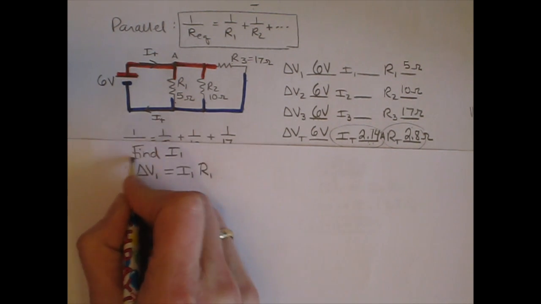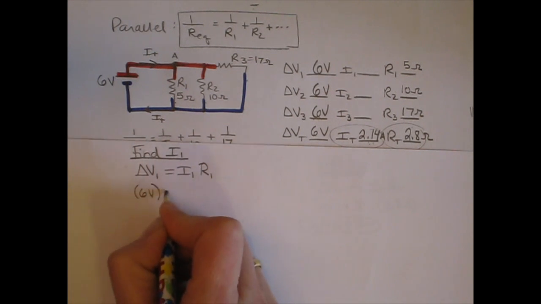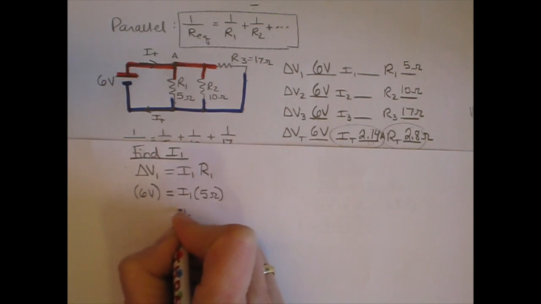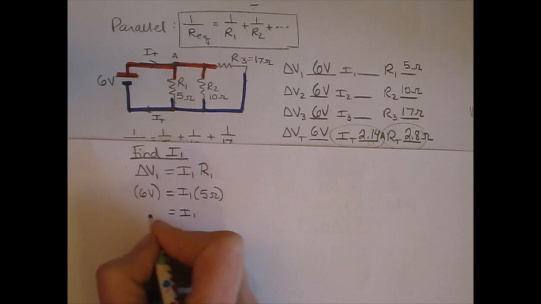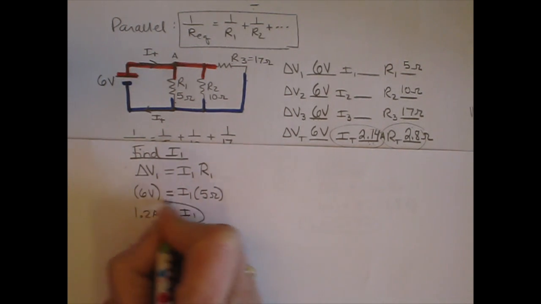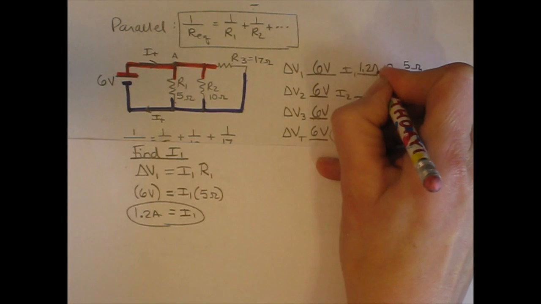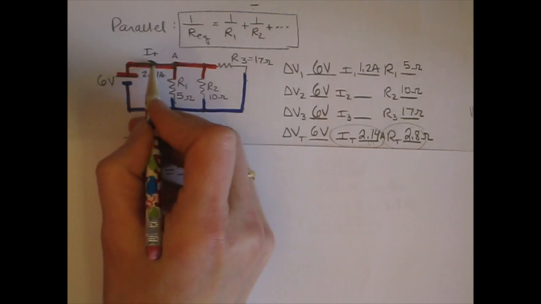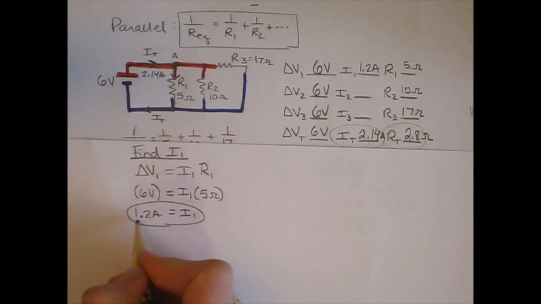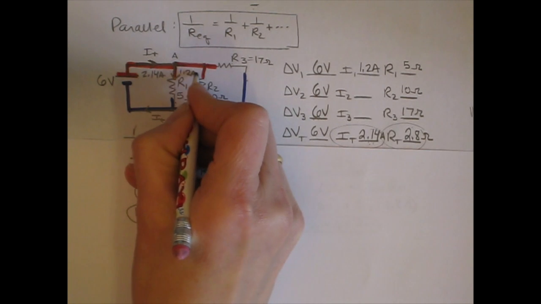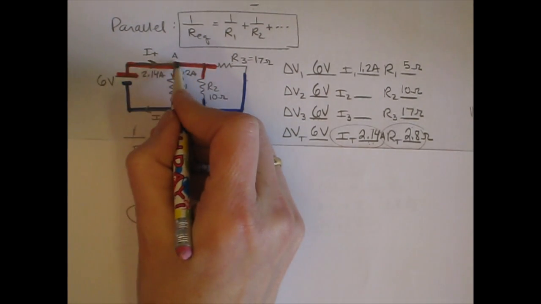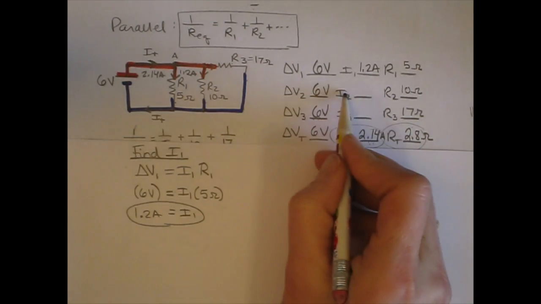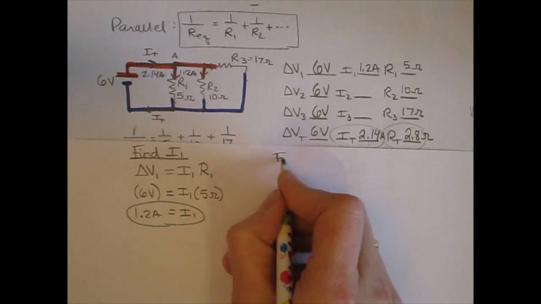So let's find the flow rate in resistor 1. So 6 volts is the pressure difference. We don't know the flow rate, but we do know the value of the resistor. And so we can find that the flow rate in the first resistor is 1.2 amps. Okay, so that means that we start out with 2.14 amps going this way. And in this branch, 1.2 amps is flowing. Which means the rest of it's going here, and then it's going to split up again. So now we need to find out how much goes into resistor 2.